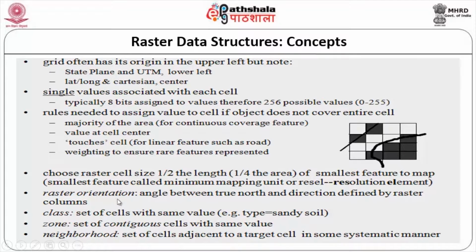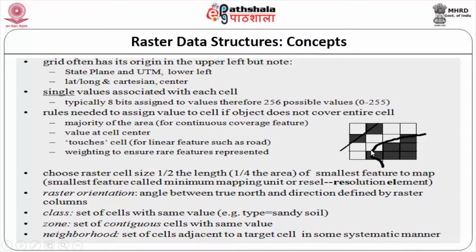And orientation: normally a raster is oriented, and orientation will be the angle between true north and the direction defined by the raster columns. So, that will be the orientation. If the true north is like this and the raster is in this direction, that angle will be taken. If this is the case, there will not be any great difficulty in getting the orientation.